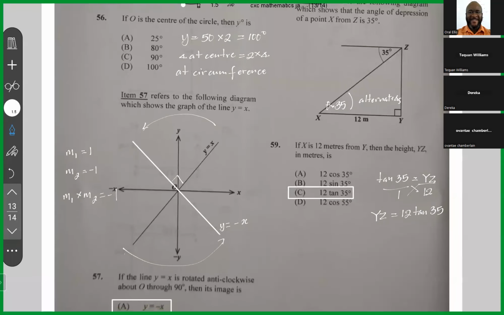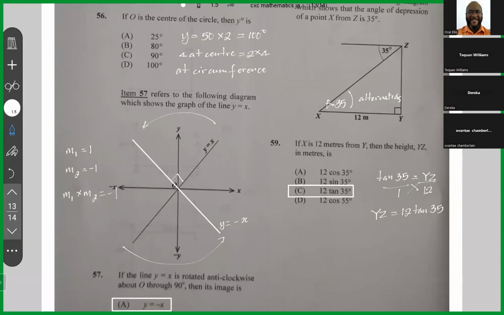56, we have done this question to death. If you rotate the line y is equal to x, 90 degrees to the left, or in an anti-clockwise direction, it's going to become the line y is equal to minus x.